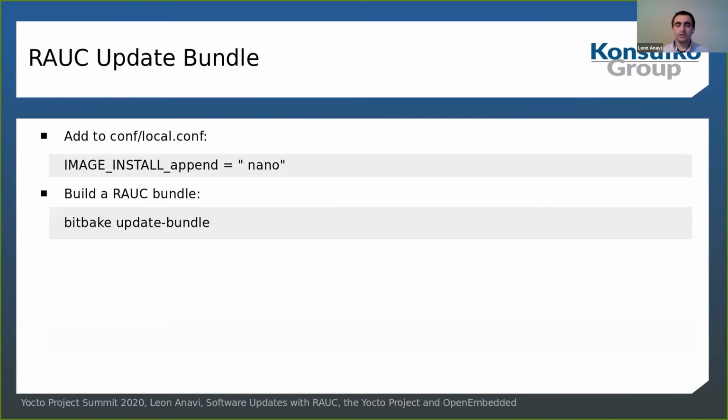And the next step would be to create a RAUC bundle. I've already created a recipe, and this recipe contains the instructions for how to make a RAUC bundle. So in local.conf, I'm just adding nano as a small package that I would like to include as part of the update. I'm building the update bundle.